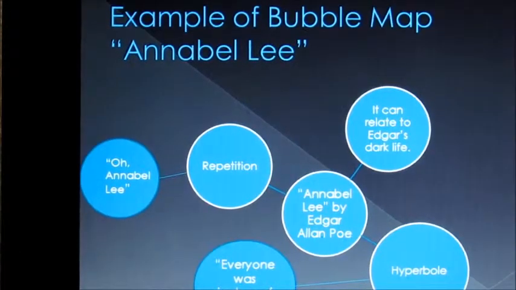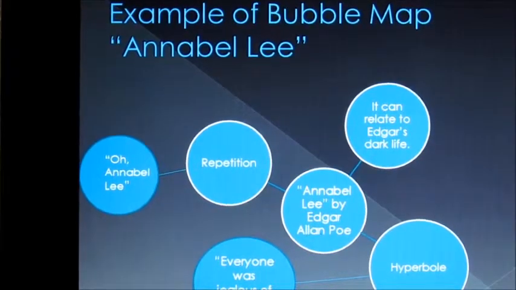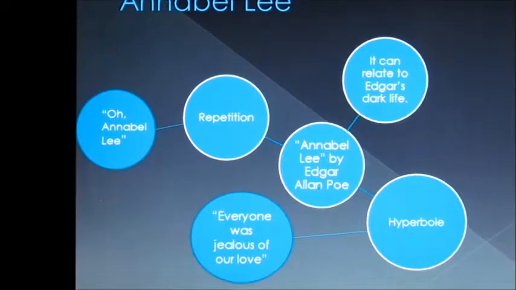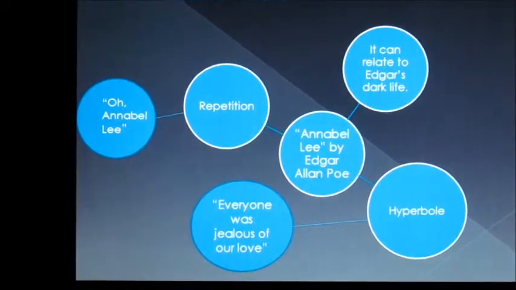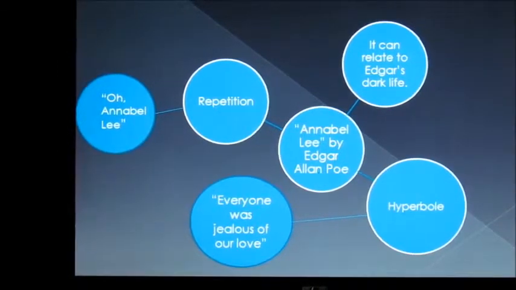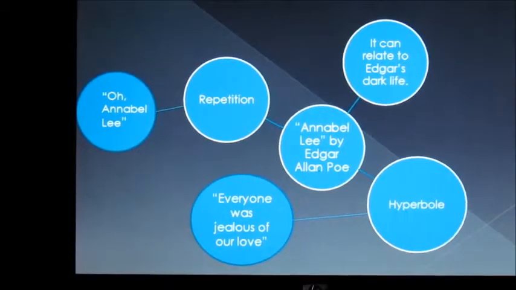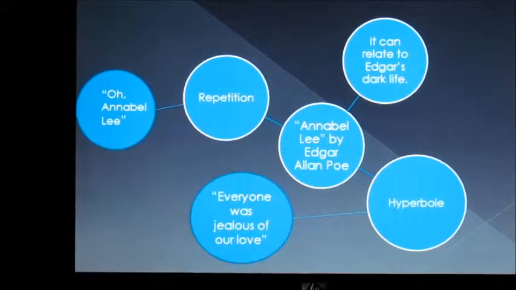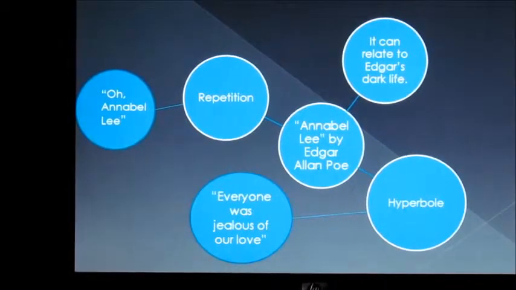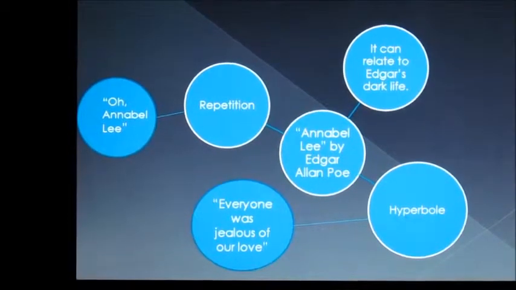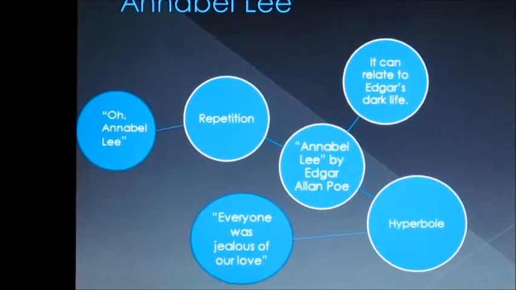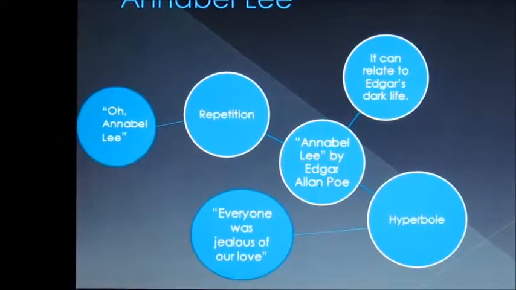Now we're going to show you an example of the ball using a poem we chose. The poem's name is Annabel Lee. You can see that in the middle we put a circle with the name of the poem and the author, Annabel Lee by Edgar Allan Poe. Surrounding the middle circle, you can find other circles. These circles are used as subtitles and main ideas. You can see that in one circle it says it can relate to Edgar's dark life. This circle is something relevant to a poem explaining how the author felt while writing the poem.